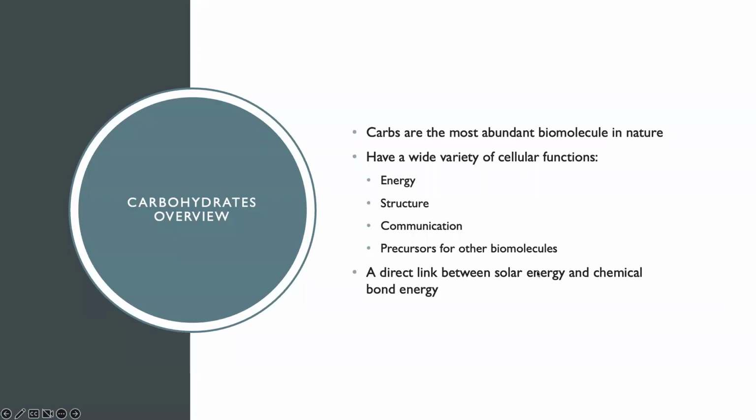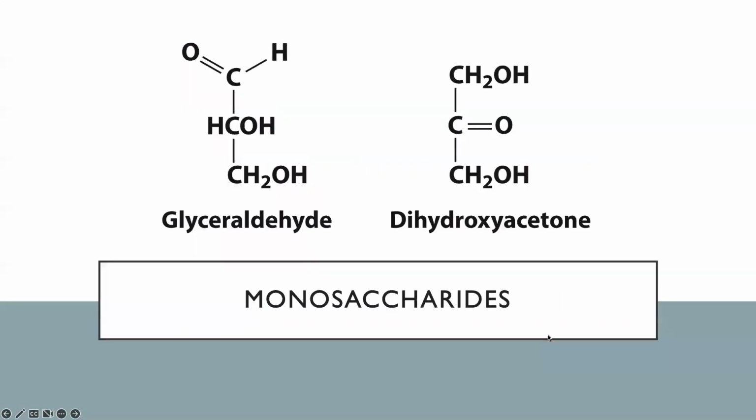All right. So now we're going into our final section of carbohydrates. And so we can do a carbohydrate overview. So what are carbs? Carbs are the most abundant biomolecule in nature. They have a wide variety of cellular functions. They can be used for energy, structure, communication within the cell, or also as precursors for other biomolecules. They're a direct link between solar energy and chemical bond energy.